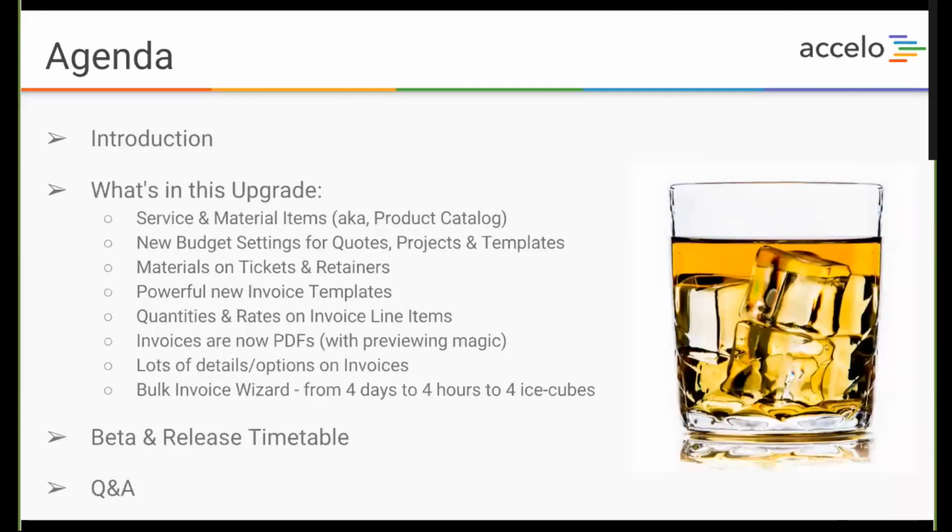So our agenda today is to first of all give that little bit of background. Where are we? How did we get here? Where are we going? Type of stuff that you get from an introduction, setting that context. Then we're going to cover each of these sections here in terms of a product demo. As you can see, there's quite a lot of bullet points here, the things that are new in this upgrade. Then we're going to talk about the beta testing and release timetable for this fairly major upgrade. And then we're going to throw it open to Q&A.